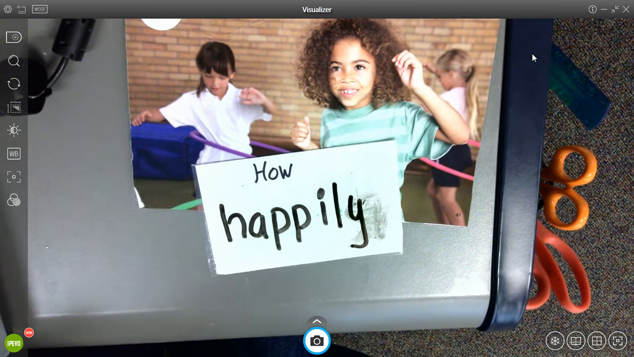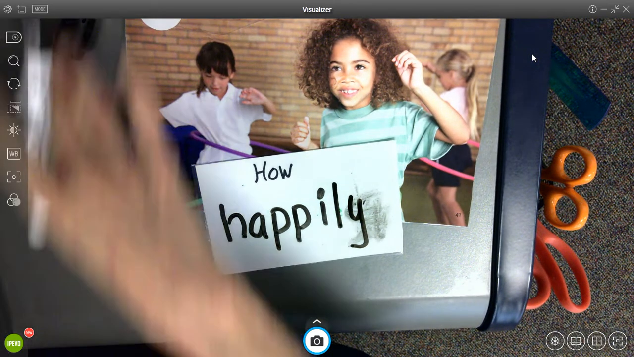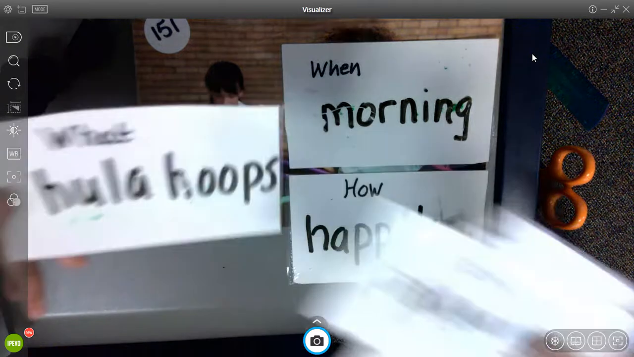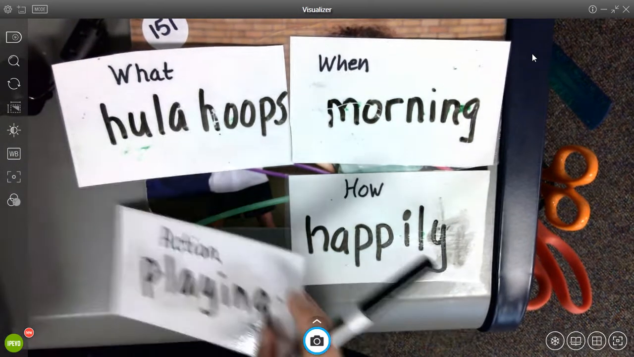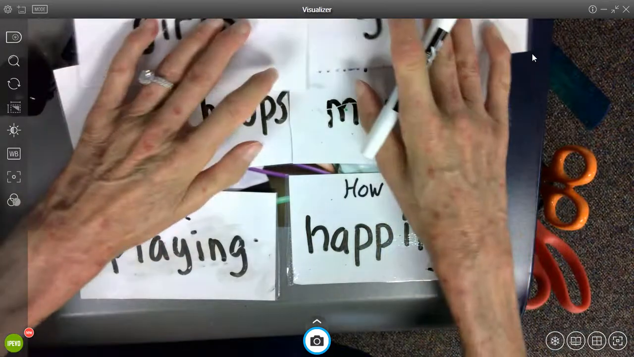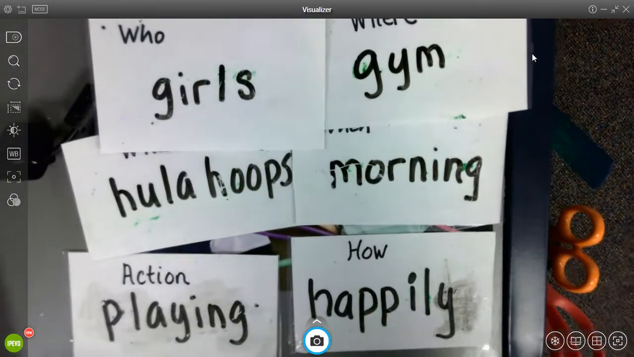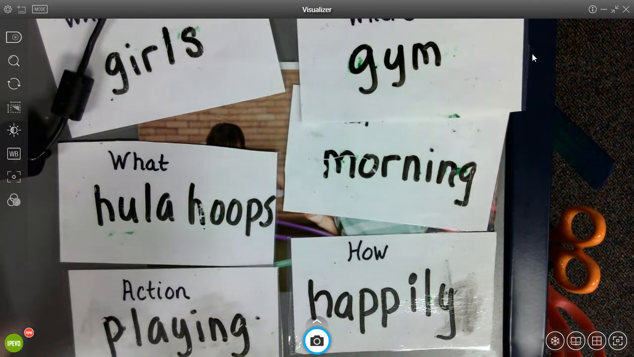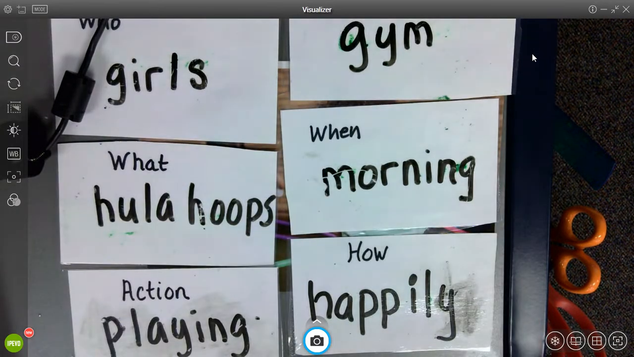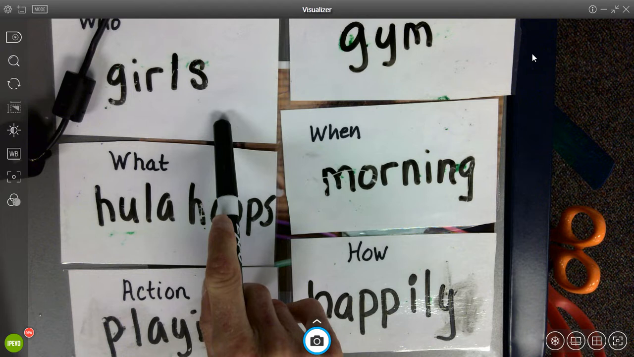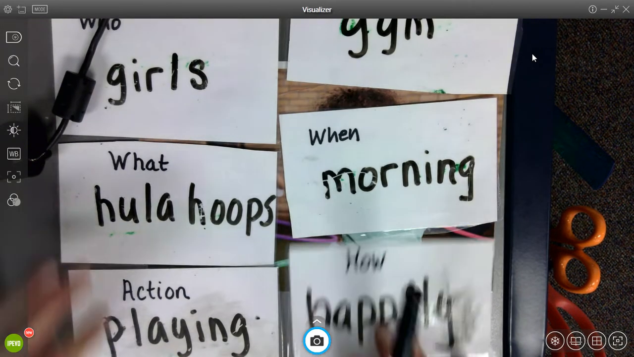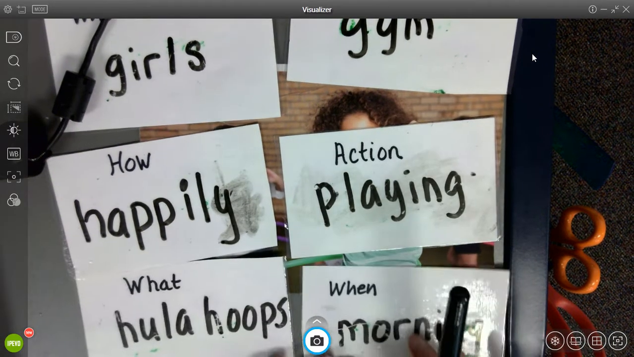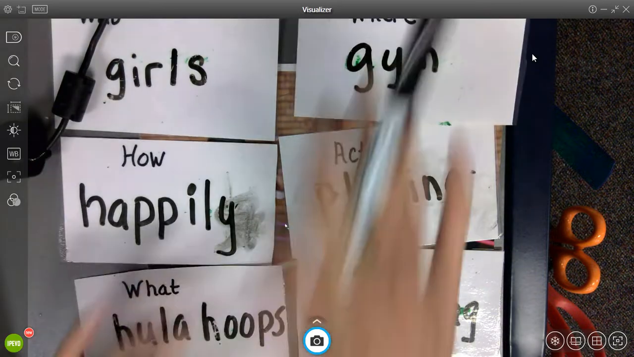Okay, so now I'm going to look at my cards, putting them together. I've got my 6 cards, and if I read them out loud like this, we know they don't make good sense, right? If I say girls, gym, hula hoops, morning, playing happily, that's not a sentence, right? But I could say the girls are in the gym happily playing with hula hoops in the morning. That would be a great sentence.